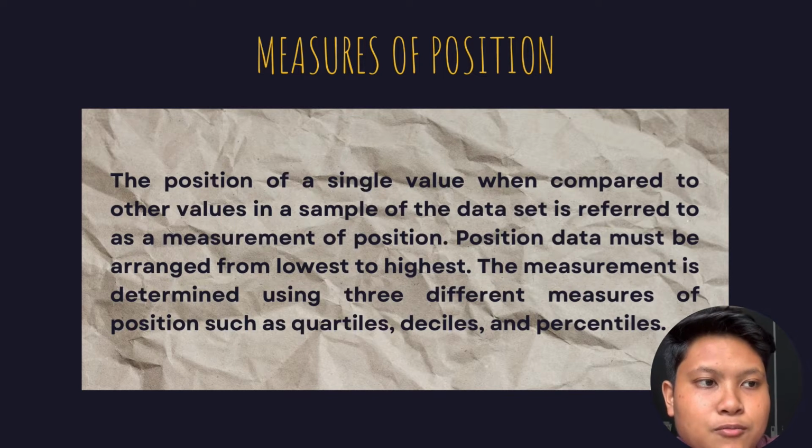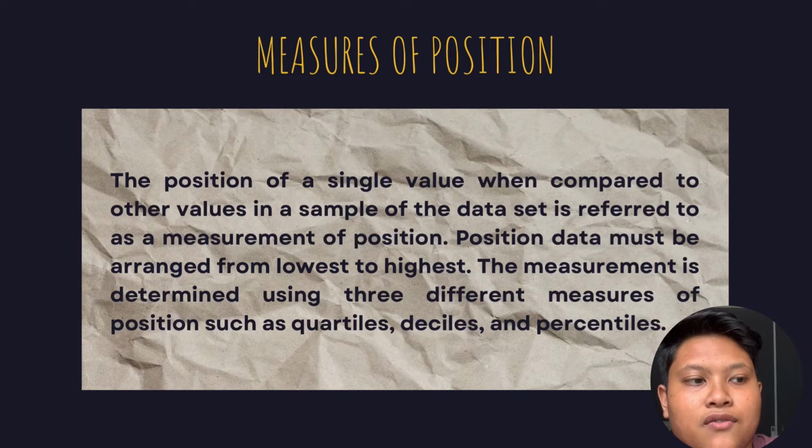Measure of position is the position of a single value when compared to other values in a sample of the data set, referred to as a measurement of position. Position data must be arranged from lowest to highest. The measurement is determined using 3 different measures of position, such as quartile, decile, and percentile.